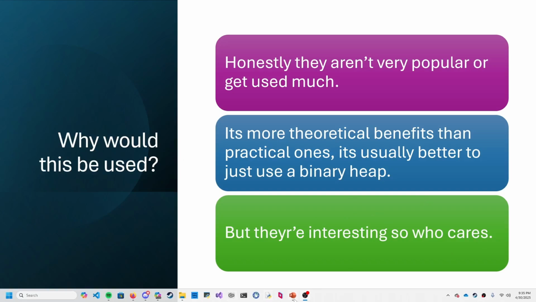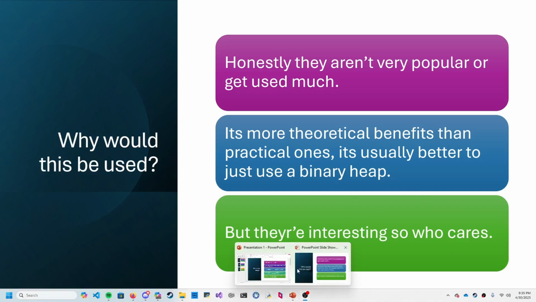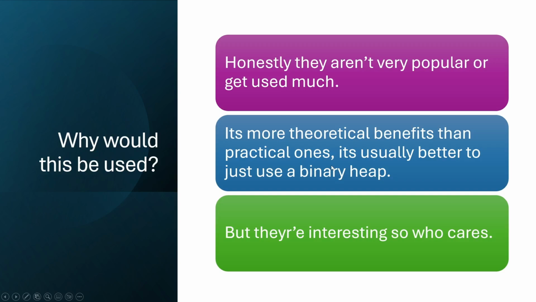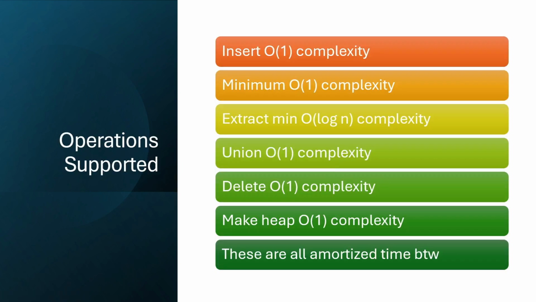Now let's look at the operations that are supported. Insert, minimum, extract min, union, delete, make heap. And they're all amortized time, by the way. And a cool thing about Fibonacci heap is that the average time complexity is pretty good. Overall, everything here works pretty well, which makes you think that it'd be used a lot, but no, it is not used that much.